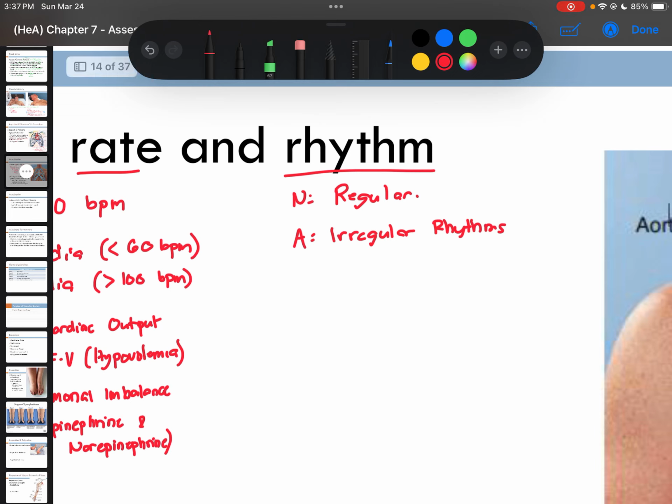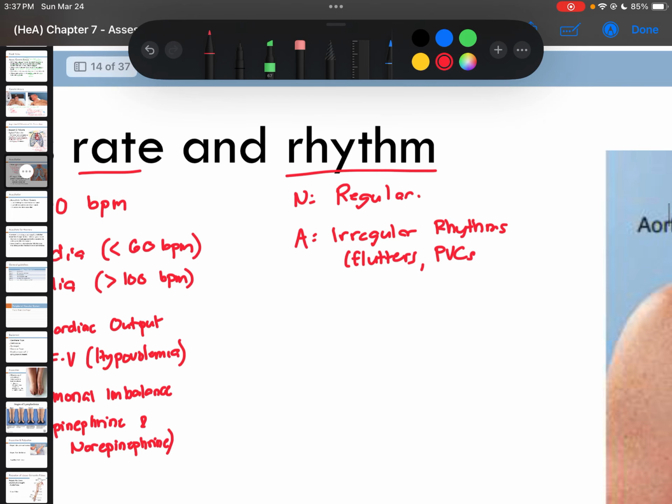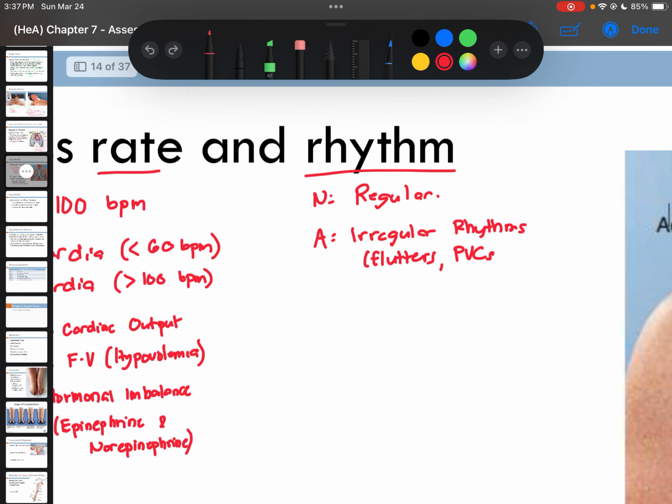Irregular rhythms, such as what we call flutters, premature ventricular contractions. When we say PVCs, premature ventricular contractions, what we mean is that the heartbeat occurs faster than expected. Now class, when there are irregular rhythms, refer to the MD immediately. Refer to MD. Possible need for ECG.